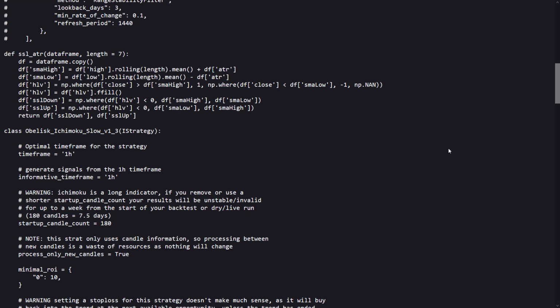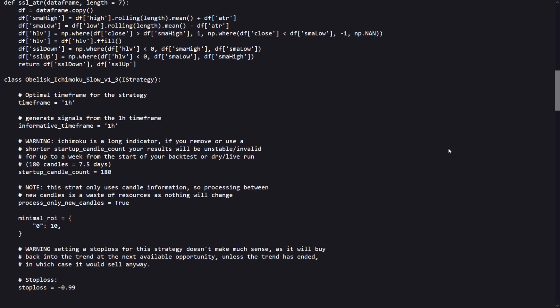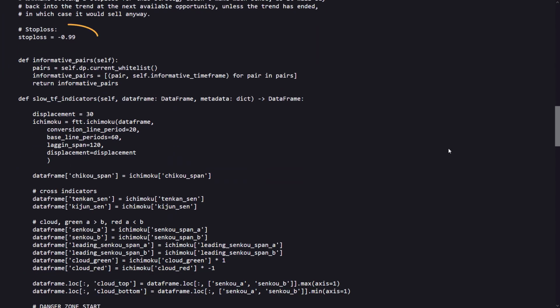And also, the minimal ROI has been set to take profit at 1000%, effectively disabling the ROI except when there is an actual 1000% profit to be taken. Stop loss has been set to -99%, which also means that an automatic stop loss has been disabled, unless the pair actually suffers a loss of 99%.